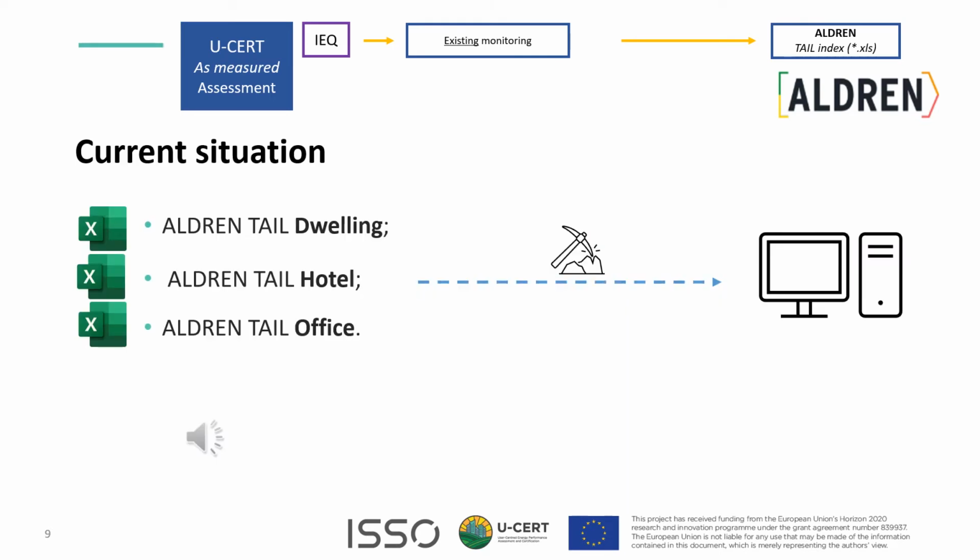The current situation is that the 3 Aldentail spreadsheets related to dwellings, hotels, and offices are being translated into web tools by Flexility and will be ready soon.